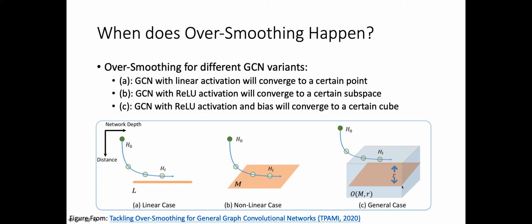Subfigure C is a GCN with ReLU activation and bias. A GCN model is usually implemented this way, with both ReLU activation and bias. For this type, the GCN will converge to a certain cuboid.